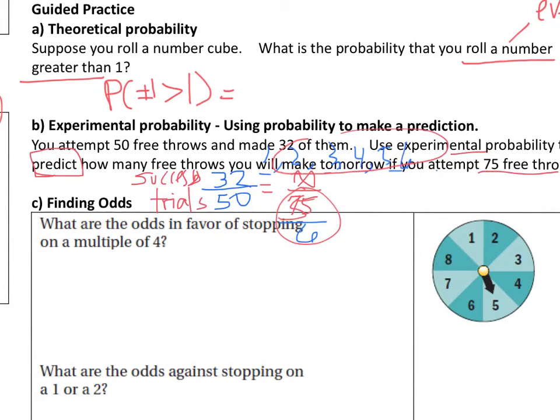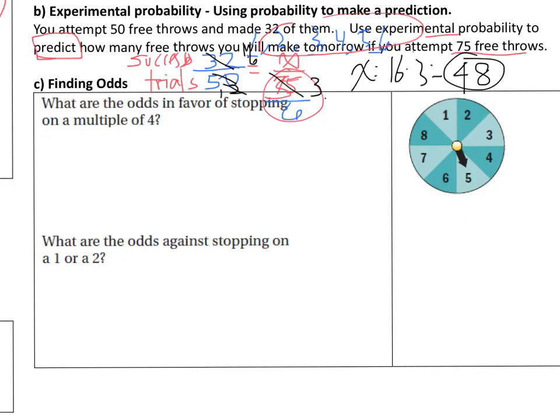So now I need to simplify. 50 with 75, I can divide by 25: 50 divided by 25 will be 2, and 75 divided by 25 will be 3. And then I can simplify 32 with 2. 2 divided by 2 is 1, 32 divided by 2 is 16. And then I can cross multiply. 16 times 3 is 48. And this will be your answer: 48 free throws.